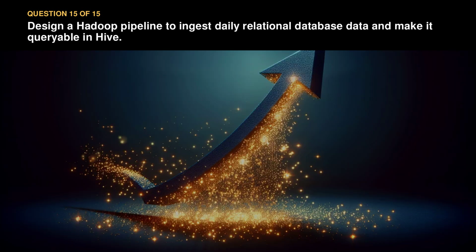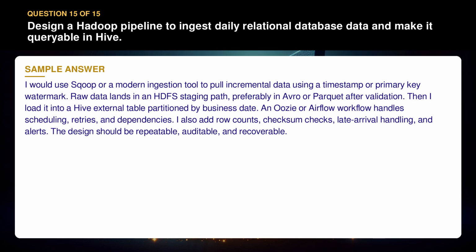Question 15. Design a Hadoop pipeline to ingest daily relational database data and make it queryable in Hive. I would use Sqoop or a modern ingestion tool to pull incremental data using a timestamp or primary key watermark. Raw data lands in an HDFS staging path, preferably as Avro or Parquet after validation. Then I load it into a Hive external table partitioned by business date. An Oozie or Airflow workflow handles scheduling, retries, and dependencies. I also add row counts, checksum checks, late arrival handling, and alerts. The design should be repeatable, auditable, and recoverable.